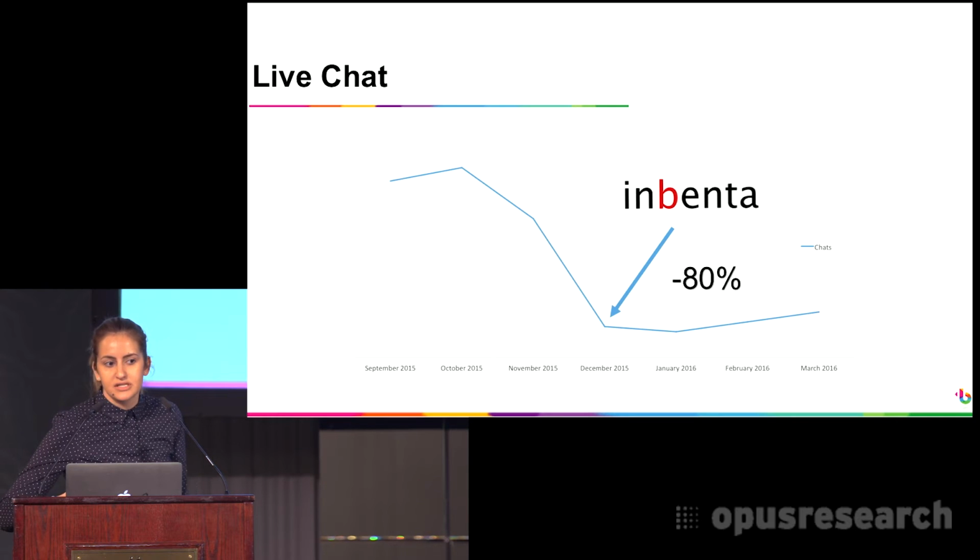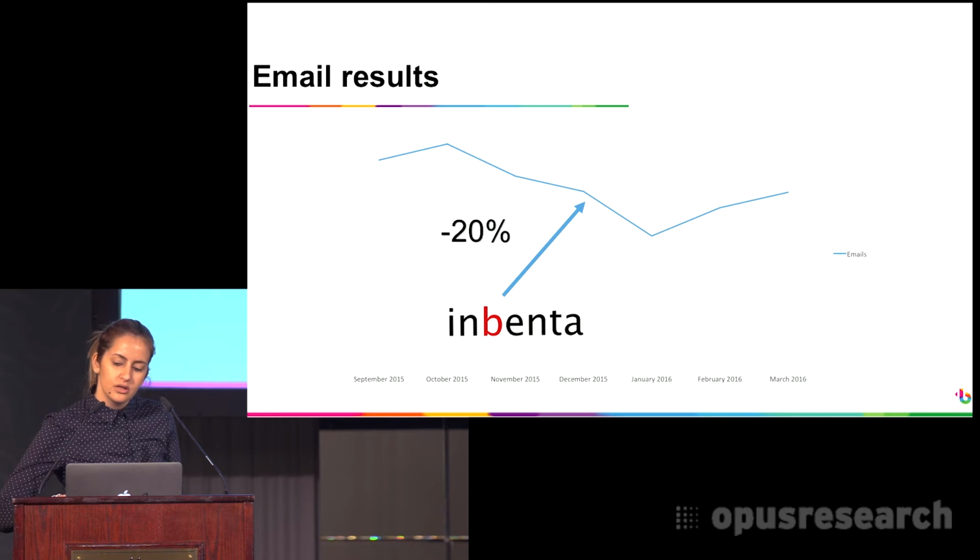It allowed us not only to reduce the resources allocated to this team, but also to provide better assistance to the customer, because now the agent has more time to deal with one customer, so we can support him better. On the email, we have experienced a 20% average reduction.